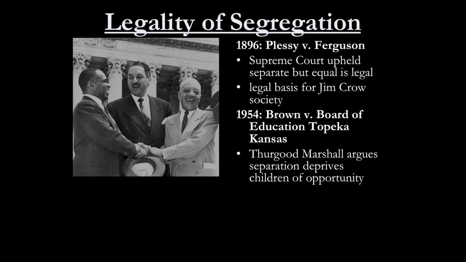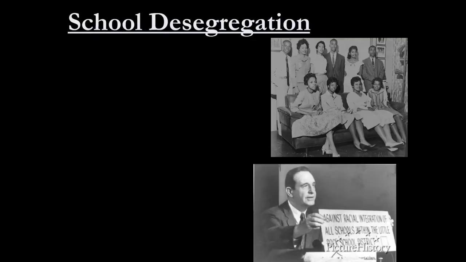Thurgood Marshall argues that they should be able to attend the school that is closest to them, not one that is assigned by their race. Now, school desegregation, the catch in the Brown versus Board of Education is the Supreme Court said schools should be integrated with all deliberate speed.